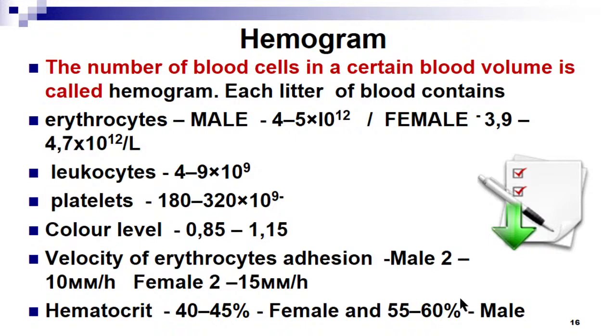Like the color index, which identifies the quantity of hemoglobin, from 0.85 to 1.15. The erythrocyte sedimentation rate for male is lower, around 10 millimeters per hour, but for female from 2 to 15 millimeters per hour. It also depends on different functional conditions and the localization of the person at different physical levels of the planet, for example the changes in the mountains and in the valley. Hematocrit is 40-45 for female and 50-60 for male.